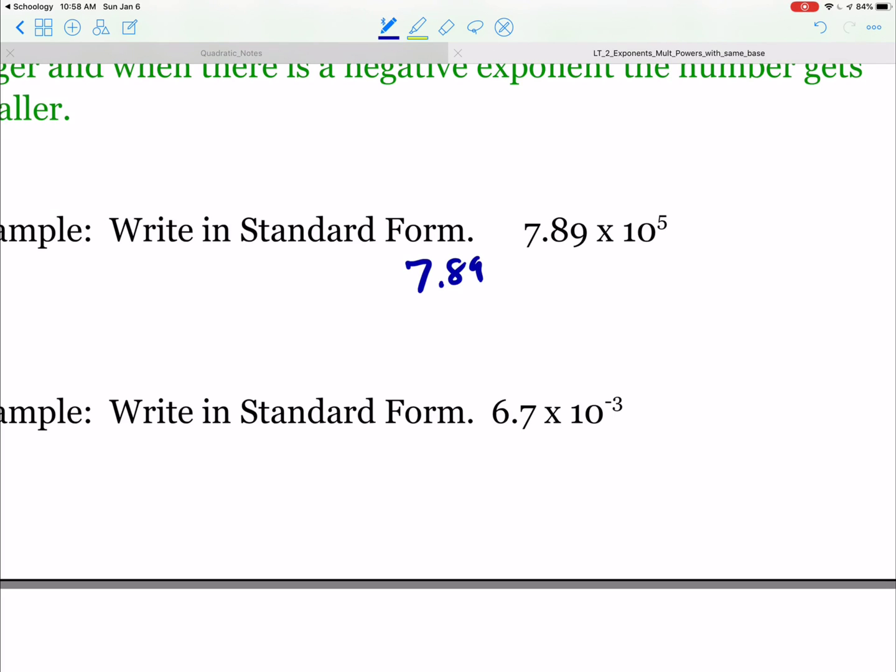That's a positive exponent, so I know this number is going to get larger, and I'm going to move this decimal 1, 2, 3, 4, 5 places. So I need to add 3 zeros. I get 789,000. So again, the exponent is how many places you move the decimal, not how many zeros.